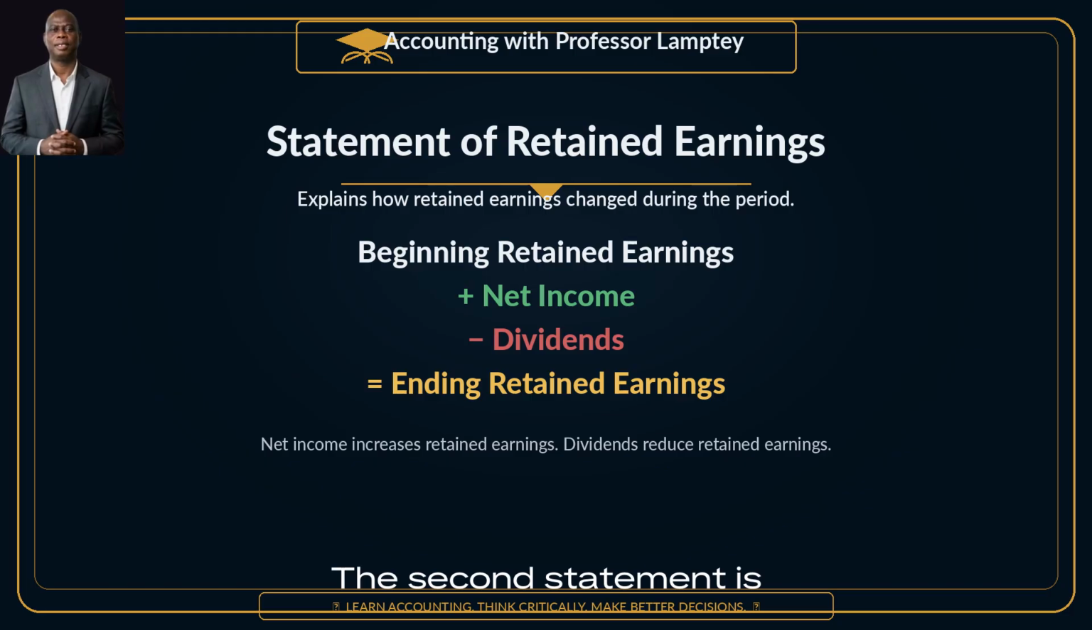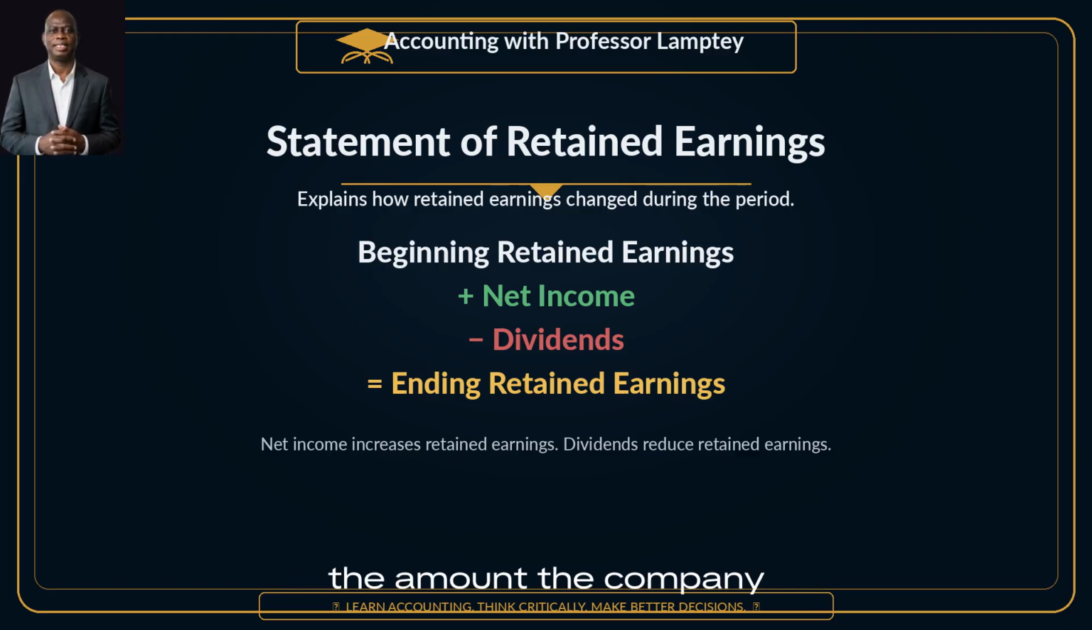The second statement is the statement of retained earnings. Now, this one may sound less exciting. Let's be honest. Nobody wakes up in the morning shouting, "I cannot wait to prepare the statement of retained earnings." But it is important. The statement of retained earnings explains how retained earnings change during the period. Retained earnings represent the portion of profits the business keeps instead of distributing to owners. The basic formula is beginning retained earnings plus net income minus dividends equals ending retained earnings.